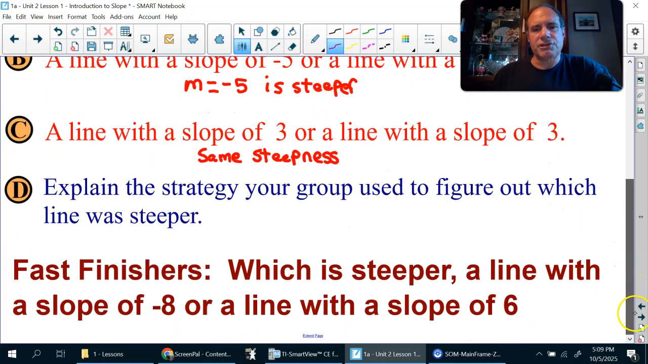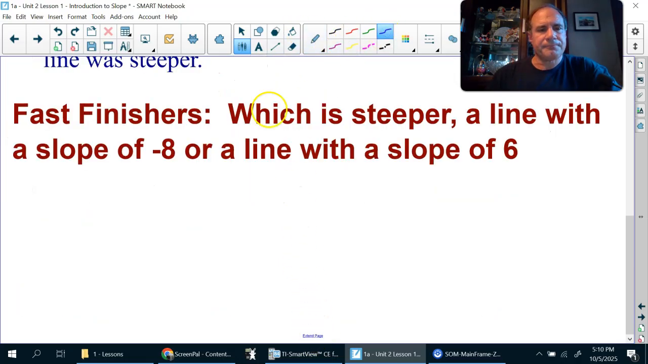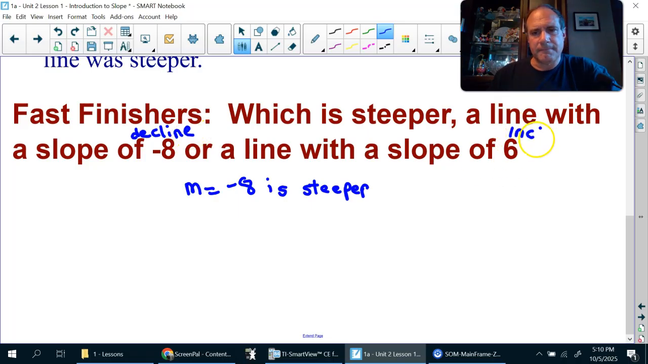All right, and which is steeper, a line with a slope of -8 or a line with a slope of 6? So the steeper line is -8. This is a decline. This one has an incline. But this decline is steeper than the incline of 6. It's further away from 0.